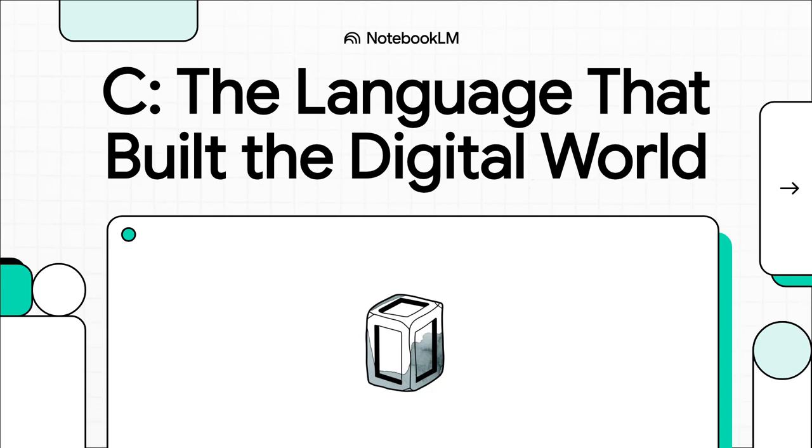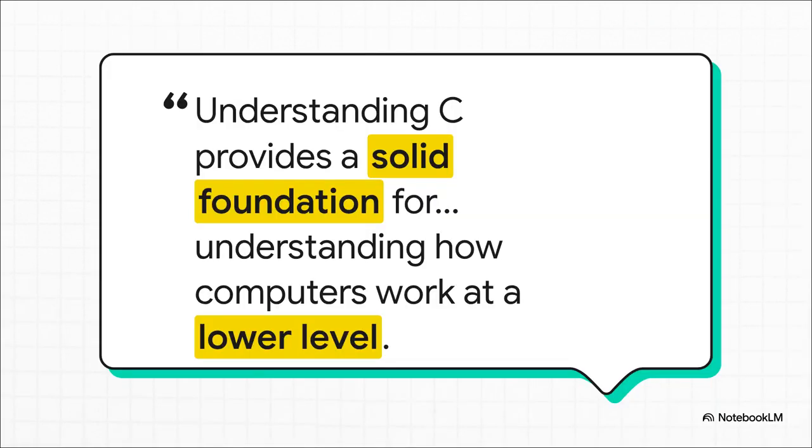There's this language that's kind of like a ghost in the machine of our modern world. It's called C. And it's basically the invisible architecture holding up pretty much all the tech we rely on every single day. So you might be asking, why should we even care about a language that's over 50 years old now? Well, because understanding C, it's not just about programming these days.